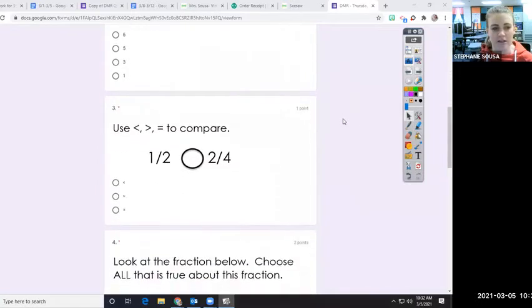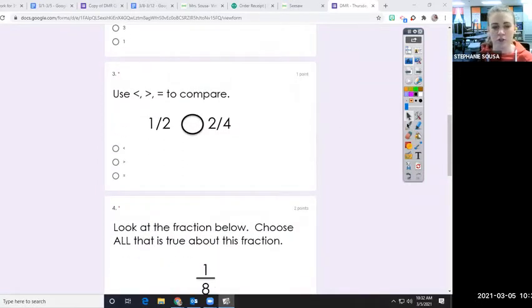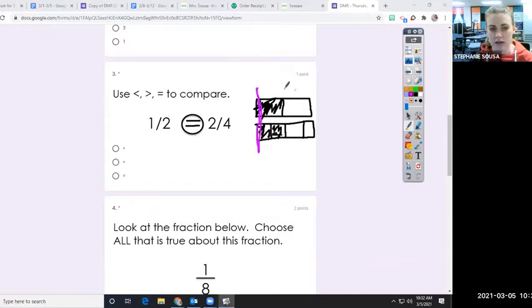All right, let's check out our next one. Use less than, greater than, or equal to compare. 1/2 is equal to 2/4. Here's my whole rectangle. If I cut the top one in half and shade it, it is this much of the shape. If I cut my bottom into fourths and shade it, it is this much of the shape. 1/2 is equivalent to 2/4 because they start and stop in the same location. Questions on that one?